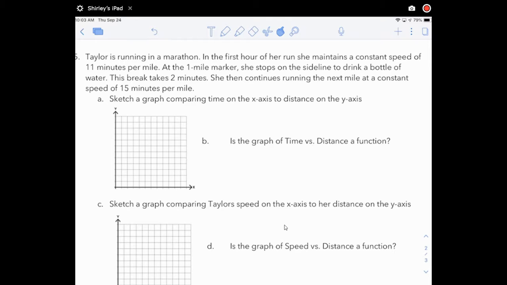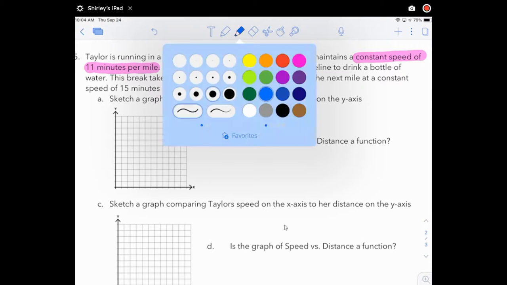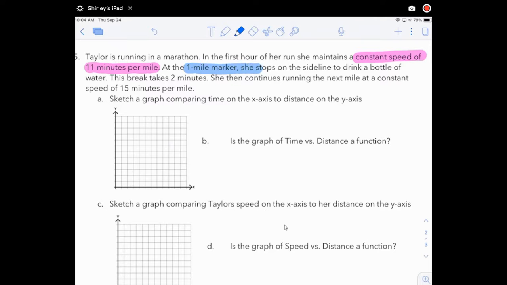In the first hour of her run, she maintains a constant speed of 11 minutes per mile. So I'm going to start highlighting things because there's going to be a lot going on in this problem. So in the first hour, she maintains a constant speed of 11 minutes per mile. At the 1 mile marker, she stops on the sideline to drink a bottle of water. Let's start using different colors maybe. So at the 1 mile marker, she stops at the sidelines to drink a bottle of water. This break takes 2 minutes.